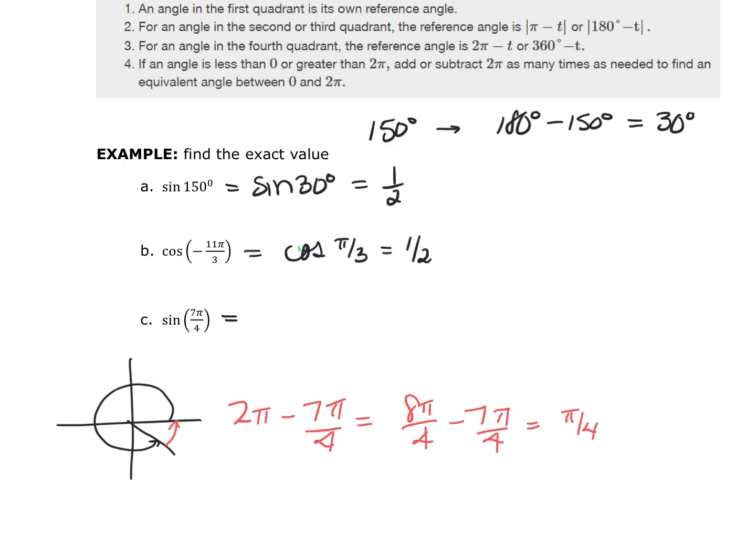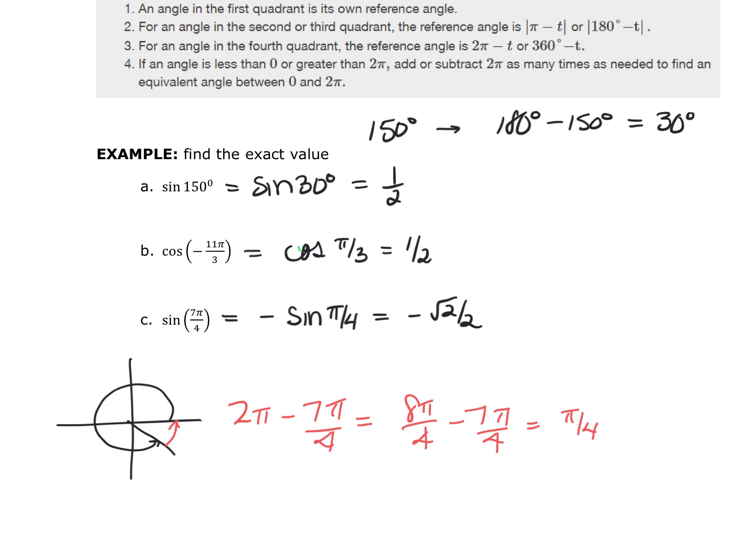So this is the same thing as the negative. And you're thinking, why negative? Well, because down in quadrant number 4, the y value would be negative. So it's going to be the negative of the sine of pi over 4, which is negative square root of 2 over 2.